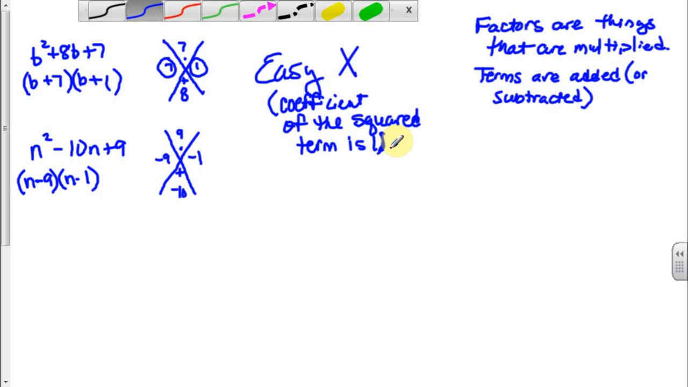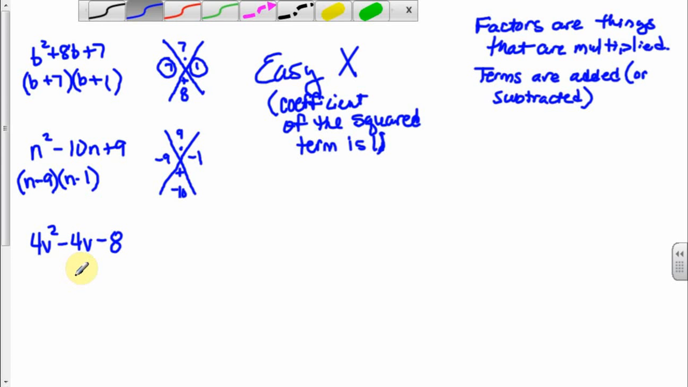Let's do another one. 4v squared minus 4v minus 8. Now I kind of jumped the gun jumping into trinomials, and I really should have mentioned greatest common factor first. So this one kind of leads me to back up into that.